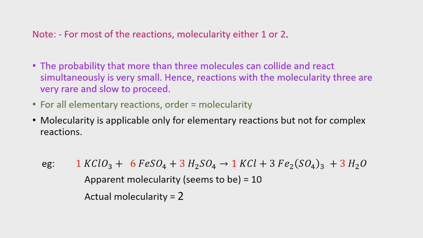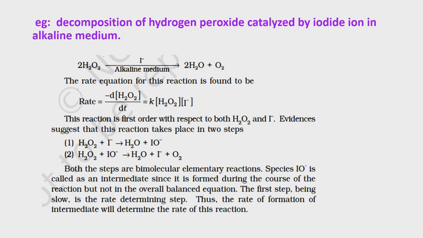Next, check one more example here. Decomposition of hydrogen peroxide catalyzed by iodide ion in alkaline medium. It is available in your NCERT textbook. Here 2H2O2 with I minus in alkaline medium gives 2H2O plus O2. The rate equation for this reaction is found to be rate equal to minus d[H2O2] by dt. This is the rate of disappearance of the peroxide, equal to K into [H2O2] into [I minus]. This is the experimental rate equation.